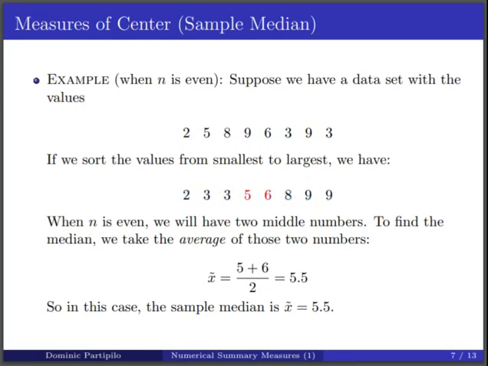You'll notice now that the middle of this data set is in between this 5 and 6. So we have to take the average of 5 and 6. We already know how to take the average. It's just the mean of those two numbers. So we add them both up and then divide by 2 because there are two of them, and we end up with 5.5. So in this case, the sample median is 5.5.